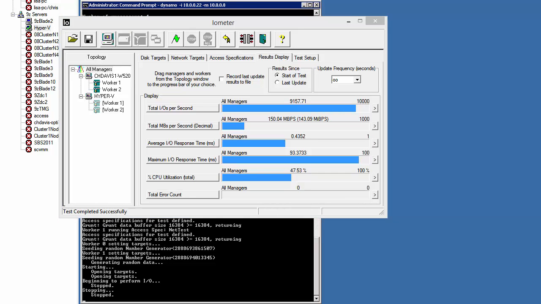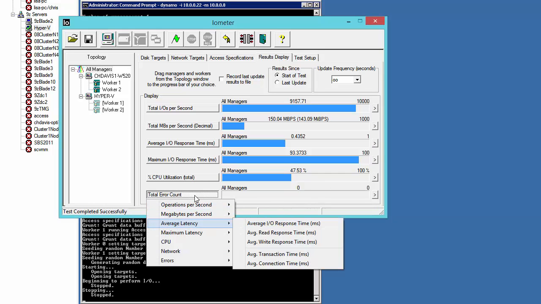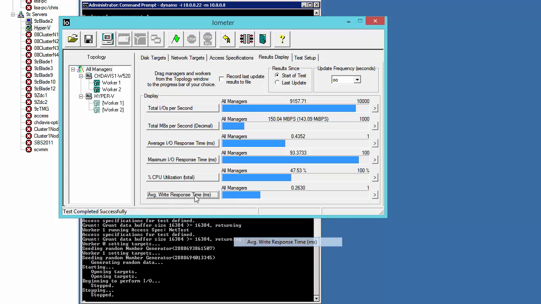Okay, it has completed its run, so you can see that we can see how many input-output operations per second, megabits per second, average I/O response time. You can even drop some of these down and see other pieces of the report that just don't show up by default, like maybe average latency, read response, or write response. You can see this is in milliseconds, and we can see where this got up to. So a lot of good detail here to give you some idea of what your box is getting to.